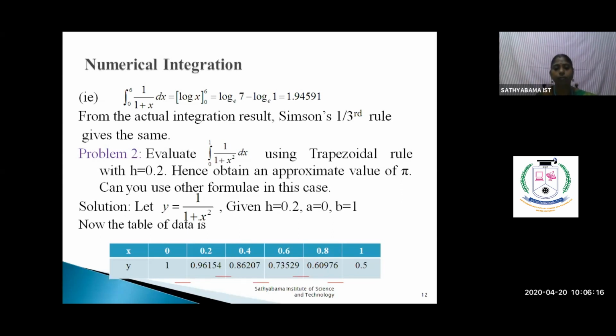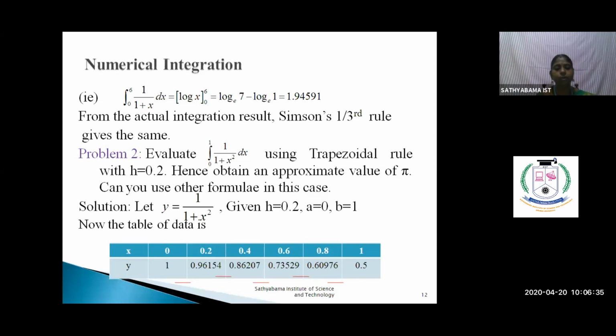That's 1. So 0 to 1, with that interval 0.2, I have to split those values. So now 0, 0.2, 0.4, 0.6, 0.8, 1. Like this, the x values are written.